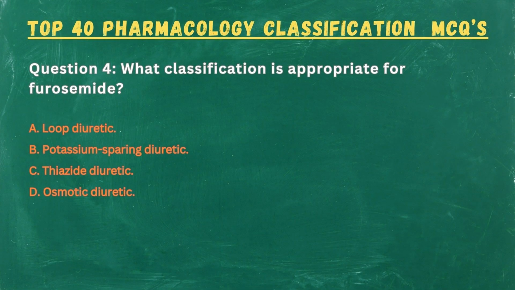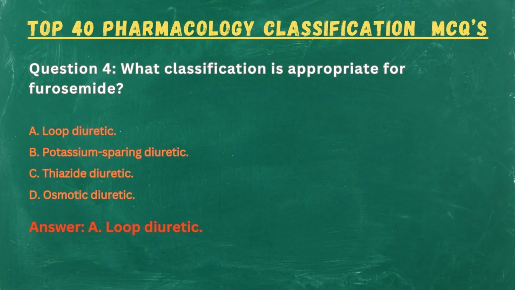Question 4. What classification is appropriate for furosemide? A. Loop diuretic. B. Potassium-sparing diuretic. C. Thiazide diuretic. D. Osmotic diuretic. Answer: A. Loop diuretic.